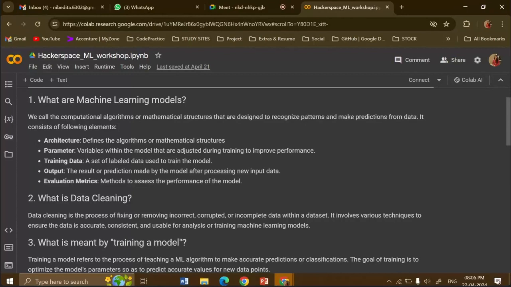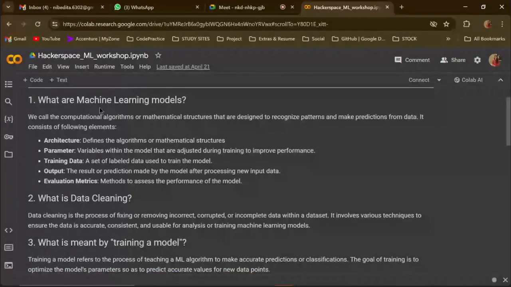Okay, so what are machine learning models? A machine learning model is the model that is going to create the algorithm for us for recognizing the patterns in the data. So there are some parameters or elements of the model, that is the architecture. The architecture of a machine learning model defines the kind of algorithm. That is, linear regression is a type of architecture for a machine learning model.